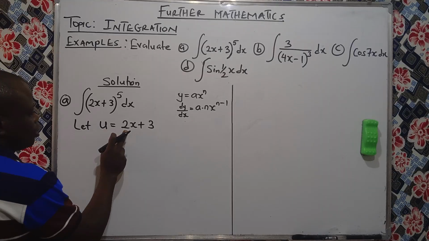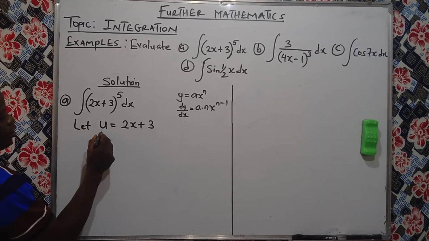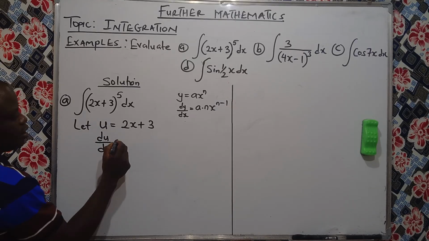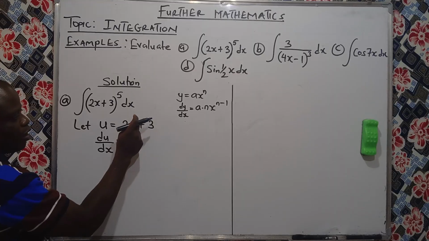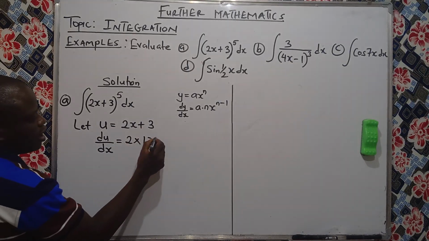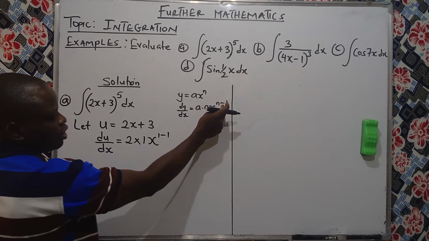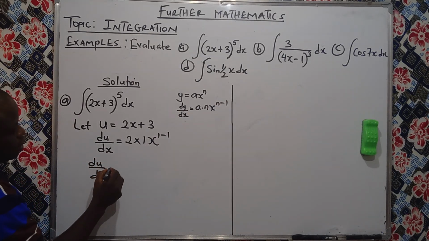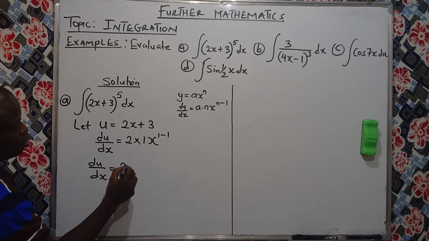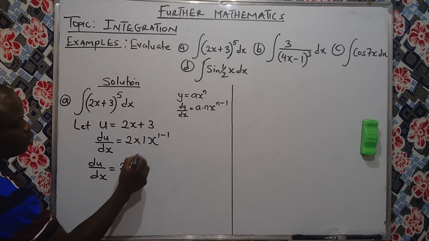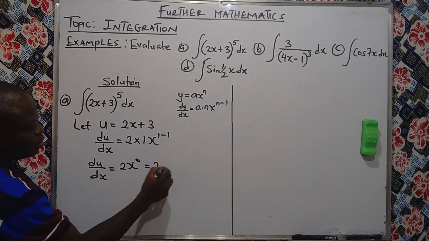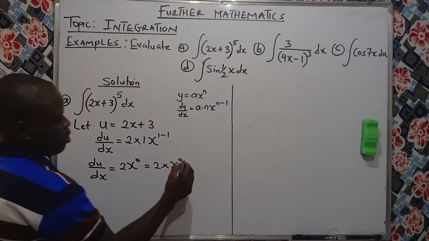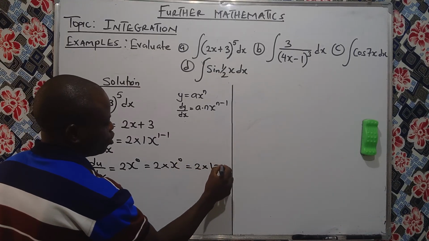Now, we're going to do the same thing with this 2x. du over dx, we are differentiating u with respect to x, equals 2 times 1, x raised to power 1 minus 1. Following this formula, we have du over dx equals 2 times 1, that is 2, x raised to power 1 minus 1, which is 2 times x raised to power 0. Anything raised to power 0 is 1. We now have 2 times 1 equals 2.